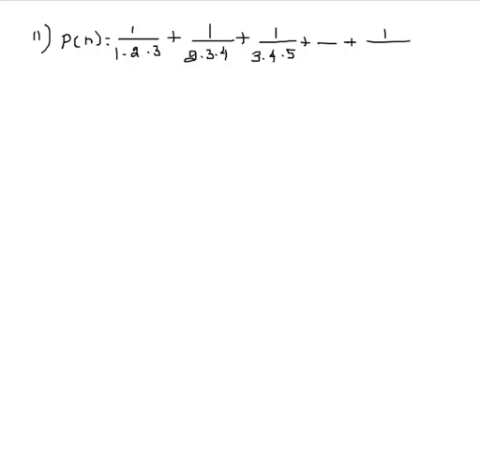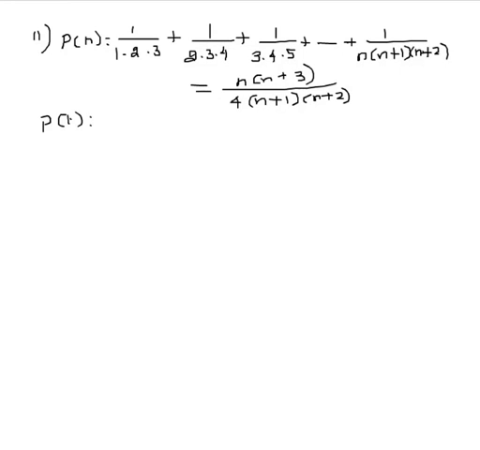Question number 11. The statement P of n is 1 by 1 into 2 into 3 plus 1 by 2 into 3 into 4 plus 1 by 3 into 4 into 5, etc. The nth term is 1 by n into n plus 1 into n plus 2. This is equal to n into n plus 3 divided by 4 times n plus 1 times n plus 2.